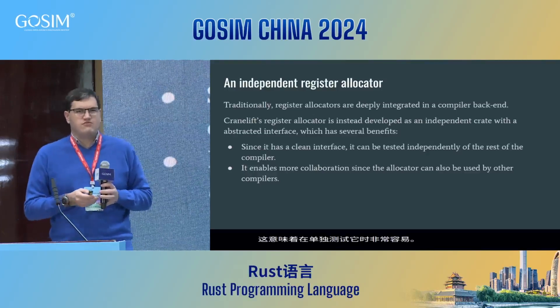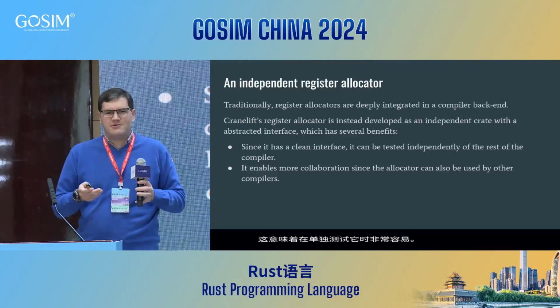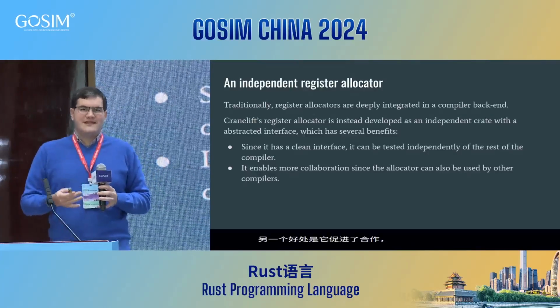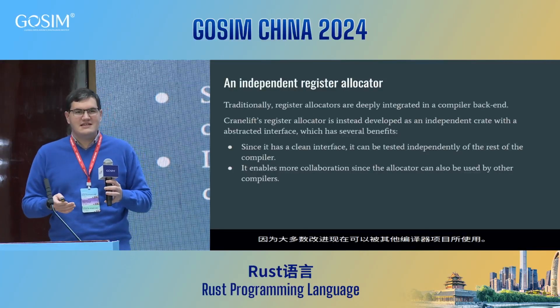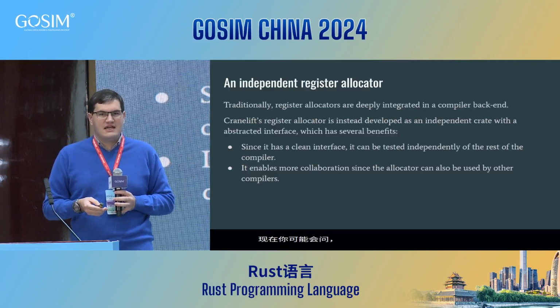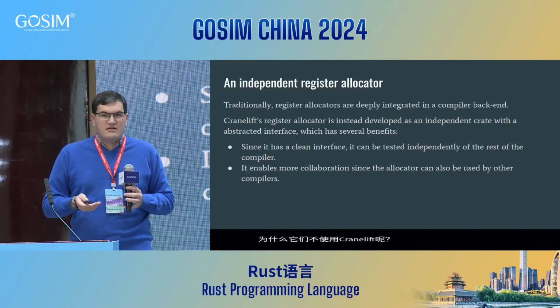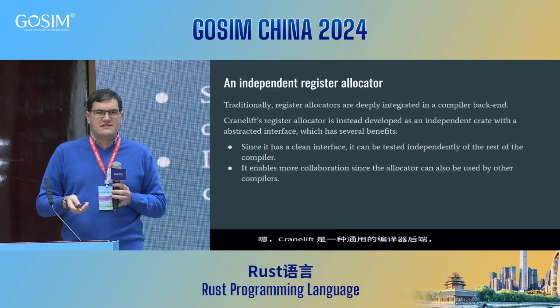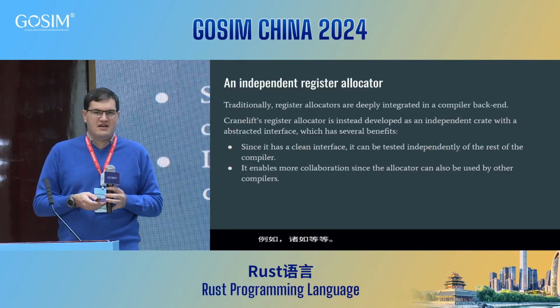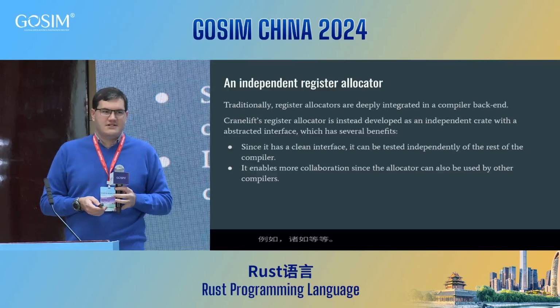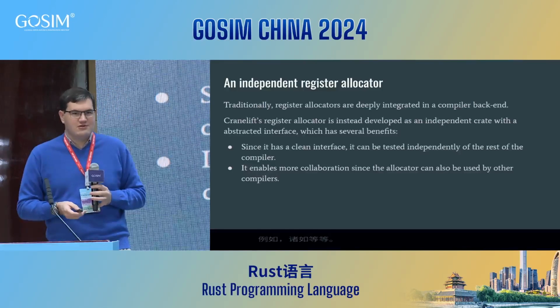Now you may ask, why don't these projects just use Cranelift? Well, Cranelift is a general compiler backend. It may not be suitable for all cases. For example, if you're building code with a specific ABI, or if you're doing something exotic like a GPU compiler, which needs special register allocation rules.